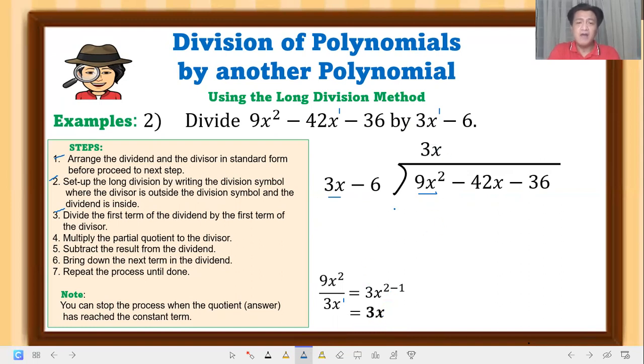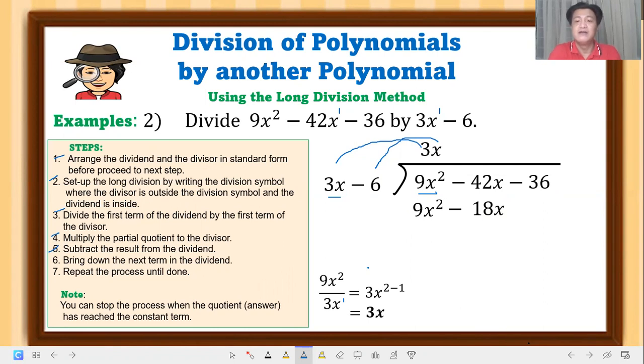Okay. Then, after you do that, sabi dun sa step number 4, you have to multiply the partial quotient to the divisor. Then 3x times 3x, that will become 9x squared. And also 3x times negative 6, that will become negative 18x. Okay. So, kapag nakuha na natin yung product, you have to do step number 5.